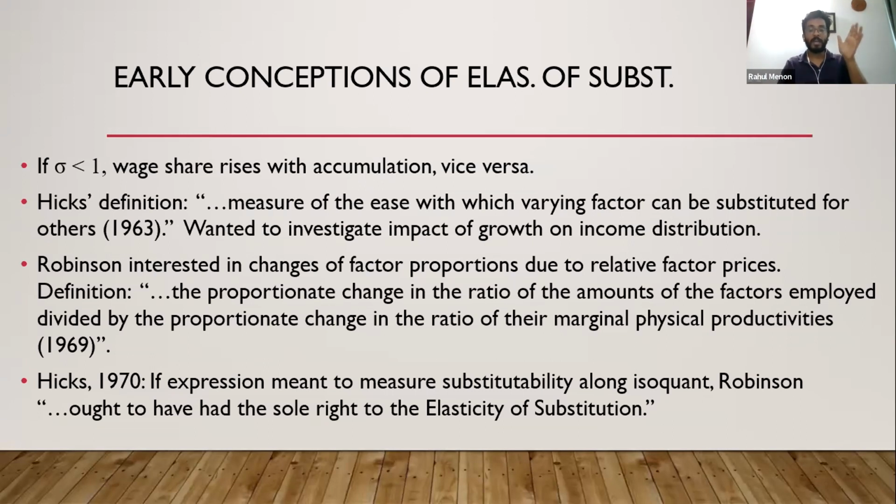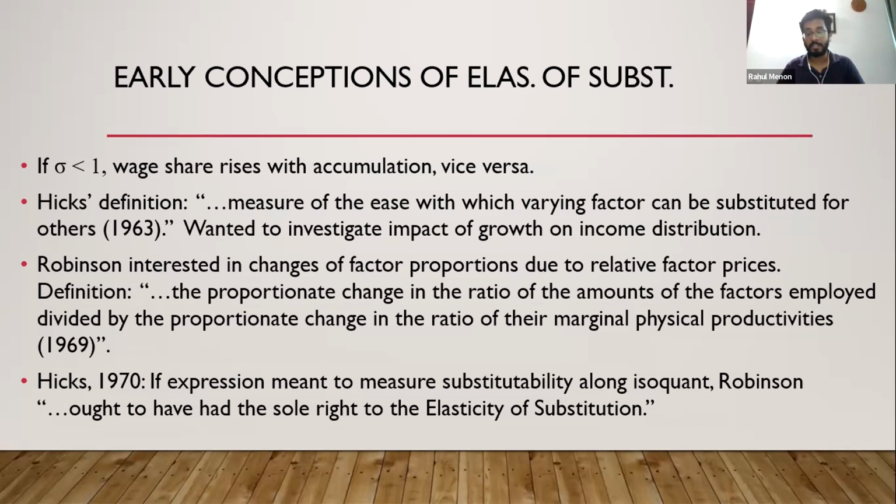This was initially given by Hicks, who spoke about it in his book, The Theory of Wages, and also spoken about by Joan Robinson in her 1933 work on the economics of imperfect competition. What is very interesting to the modern reader is how modern Joan Robinson's definition is, how close it is to today's textbook definitions. She said that the elasticity of substitution is the proportionate change in the factor ratio divided by the proportionate change in the marginal productivities ratio, or in perfect competition, the factor price ratio.